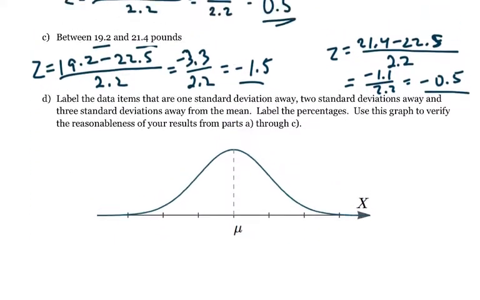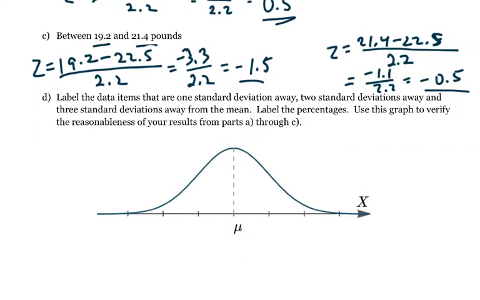So what we're going to do is label the data items that are 1 standard deviation away, 2 standard deviations away, and 3 standard deviations away from the mean. We're going to then label the percentages. We're going to use this graph to verify the reasonableness of our results from part A through C. So based on the numbers that they gave us, the mean was 22.5. The standard deviation is 2.2.